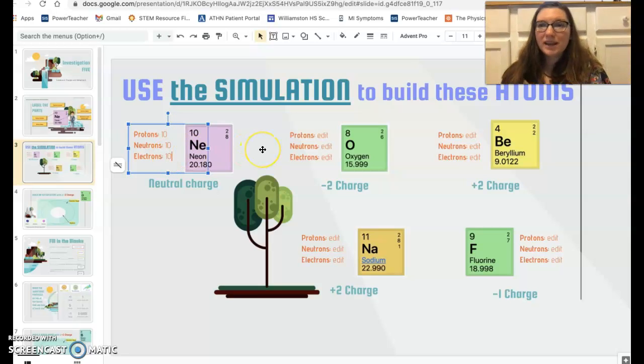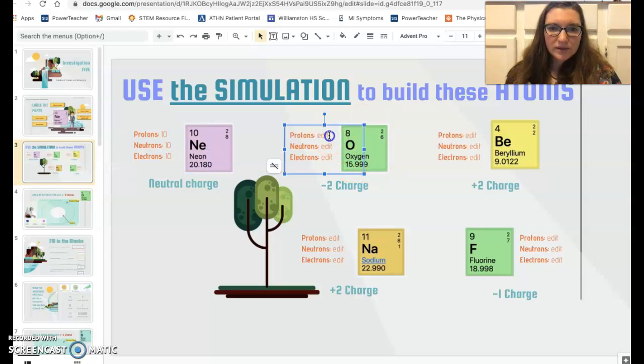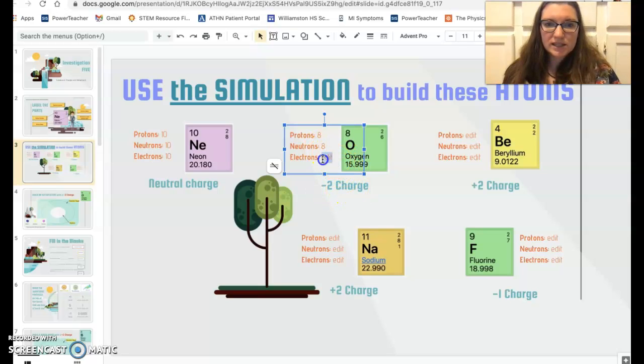Okay, so for this next one, I'm not going to use the simulation. I'm just going to talk to you about how I knew how to do it just by looking at the square here. So the atomic number of oxygen is 8. That tells me how many protons there are. The atomic mass is almost 16. So 16 minus 8, 8 neutrons. And this one has a -2 charge, which means that it's going to have 2 more negative electrons than protons. So 10.